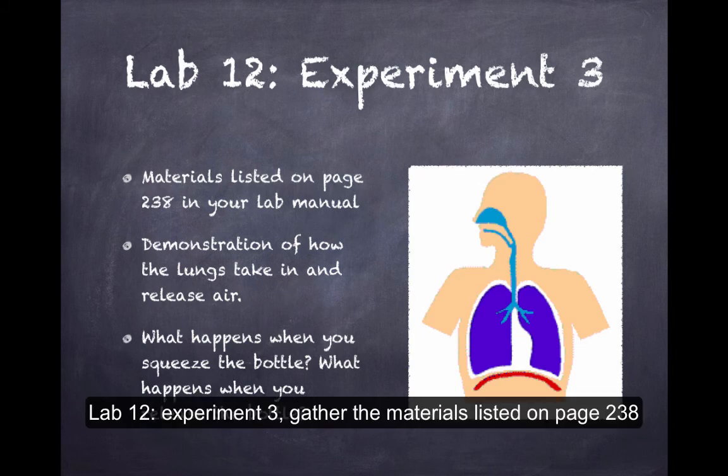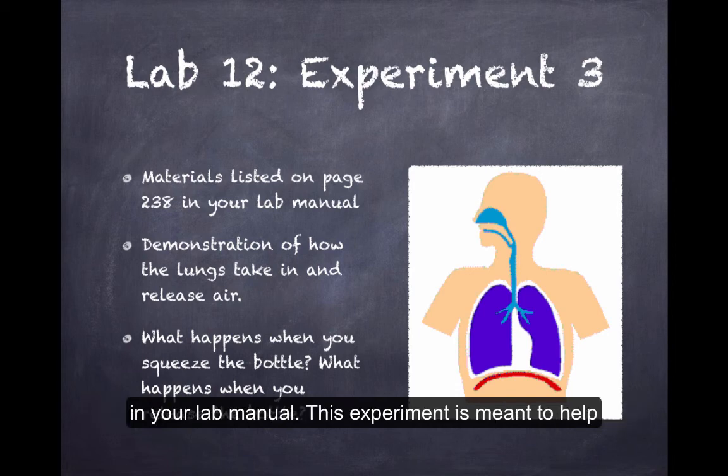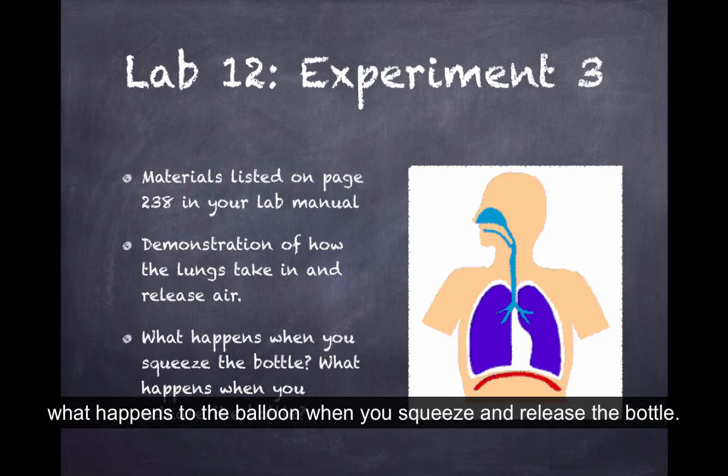Beginning with Lab 12, Experiment 3, gather the materials listed on page 238 in your lab manual. This experiment is meant to help demonstrate how the lungs take in and release air. Notice what happens to the balloon when you squeeze and release the bottle.